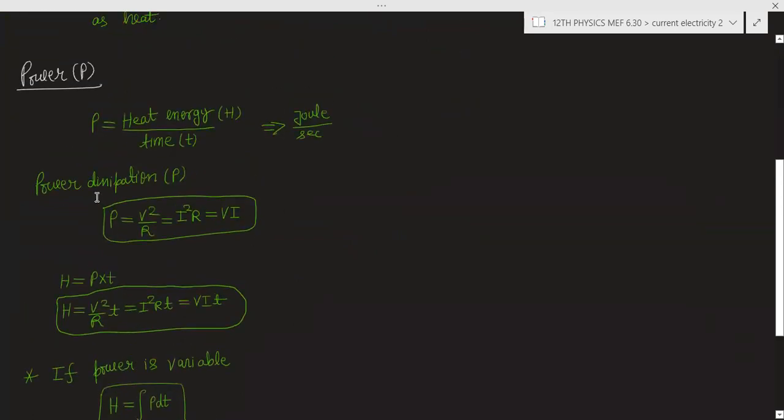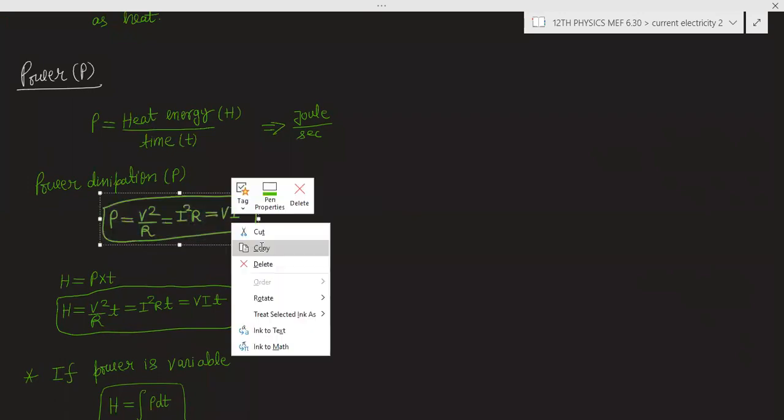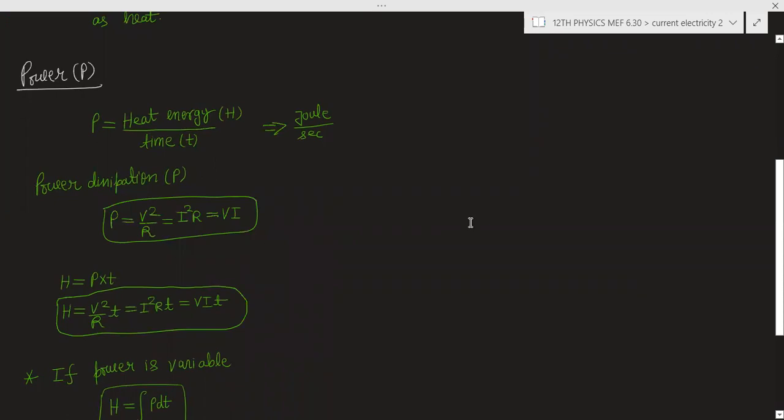And just remember that you have three formulas of power. You can apply any formula anywhere, but you have to think before applying which formula you are going to apply, for saving your time.